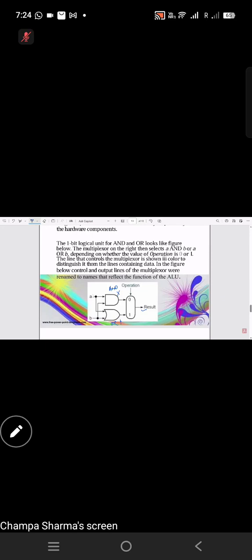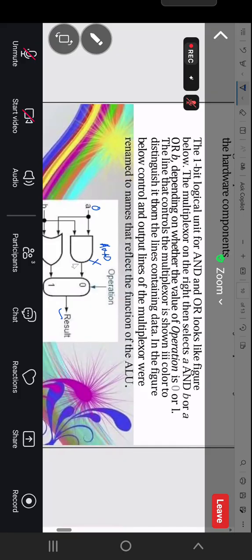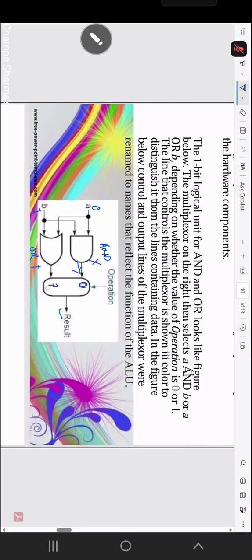If A is 0 and B is 1, then in the AND operation the result will be 0, and in the OR operation there is a 1. Okay.